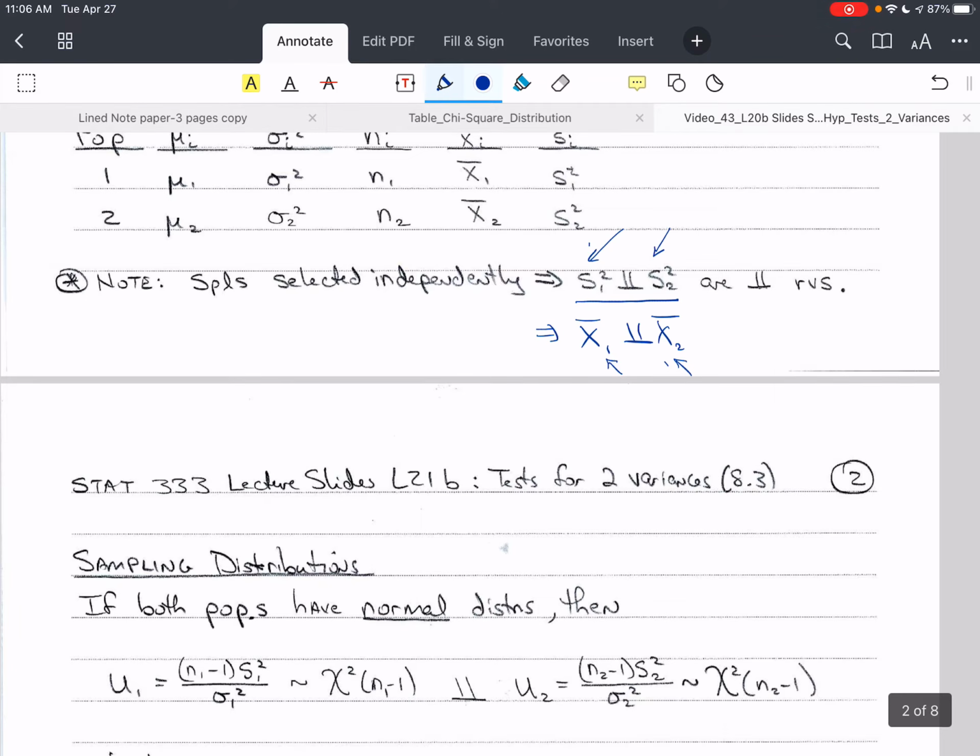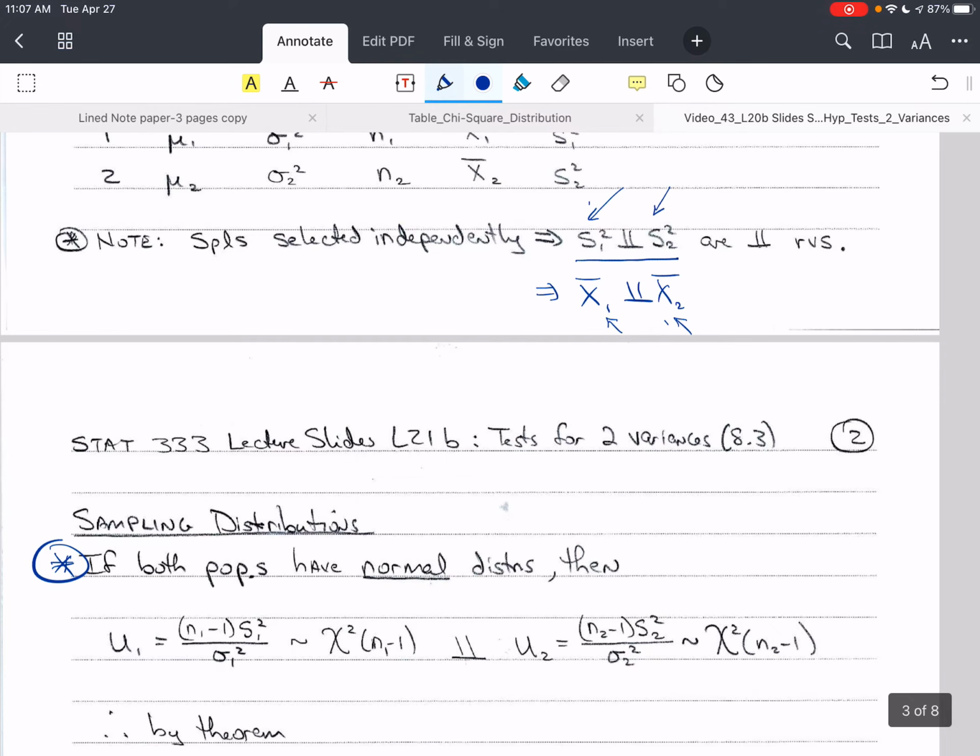If both populations have normal distributions, again, this is required to use this. If you're testing about variances, the underlying populations have to have a normal distribution. Otherwise, this method is no good, and it is very sensitive to deviations from normality. So, U1, let's say that's N1 minus 1, S1 squared over sigma squared. Last time we reminded you that this has a chi-squared distribution with N minus 1 degrees of freedom.